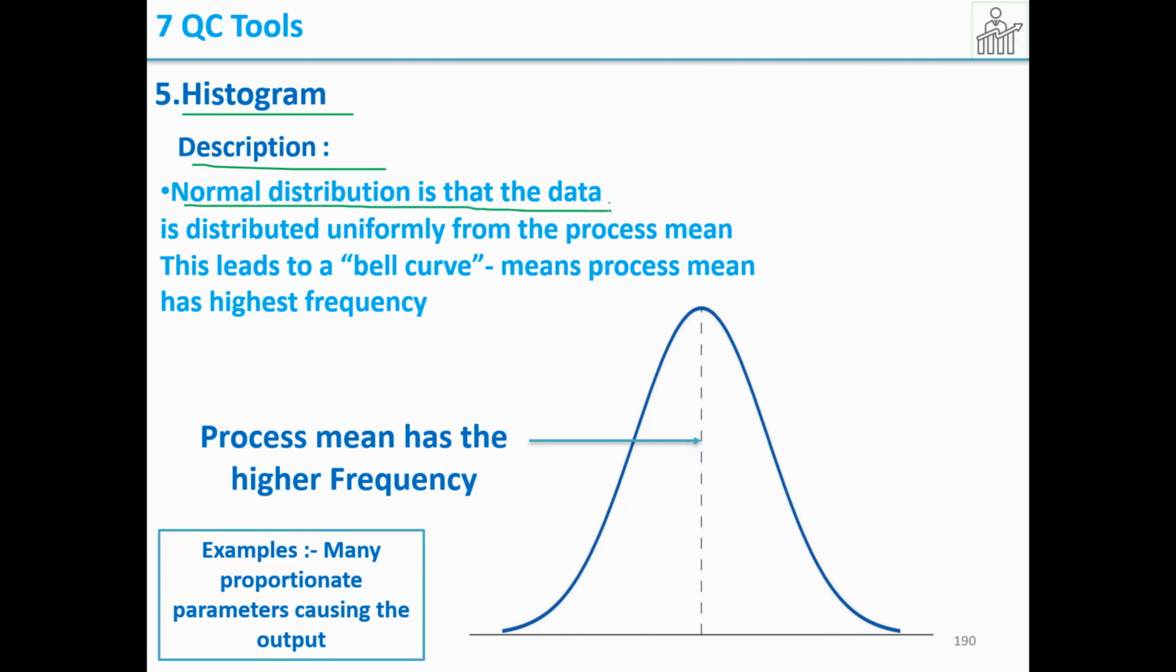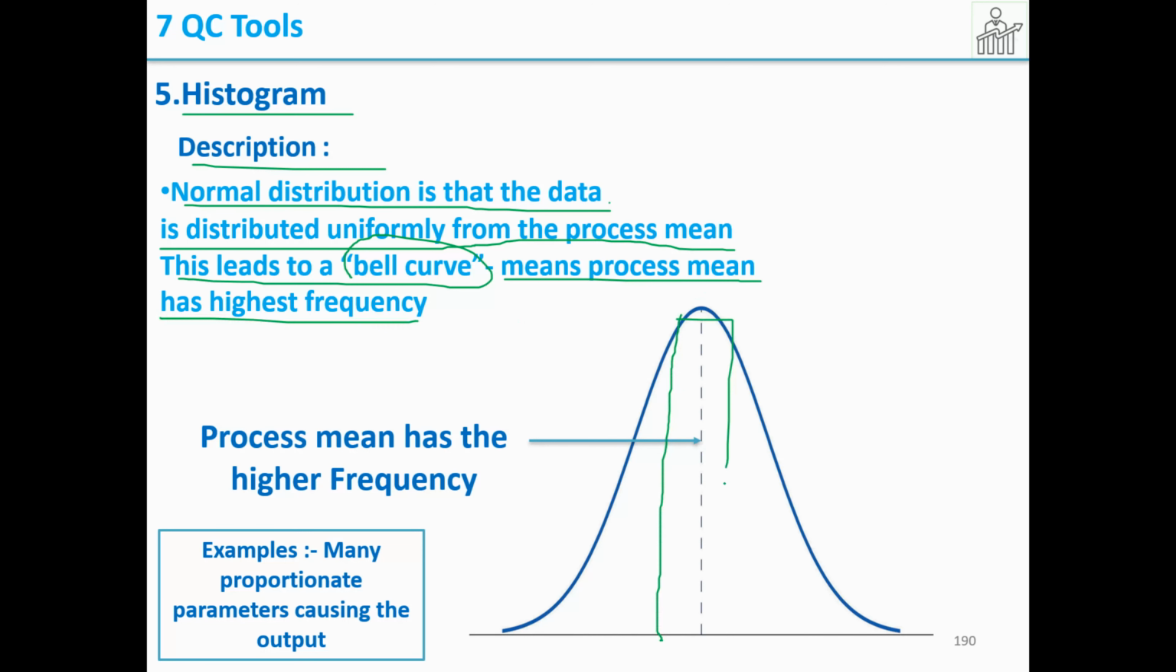Normal distribution is that the data is distributed uniformly from the process mean. This leads to a bell curve. It means the process mean has the highest frequency. See, this is the process mean example. This is having the highest frequency. And then from here there is a lesser variation, it is distributing.